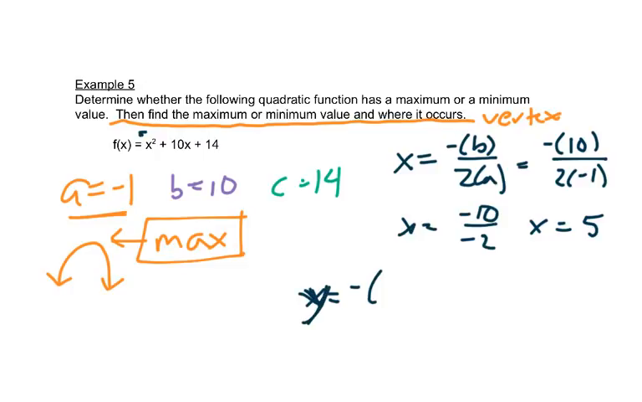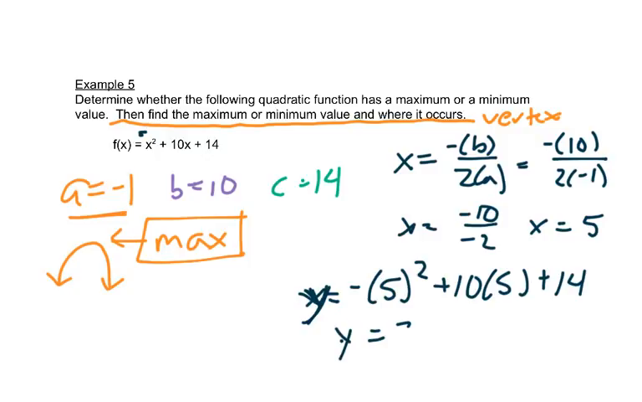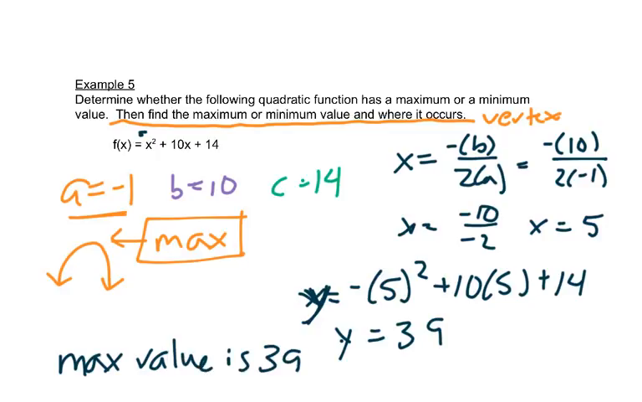So we have -5 squared plus 10 times 5 plus 14. Now again, be really careful about the parentheses. They're just around the 5, not around the negative. And we can type that into our calculator, and that tells us that y is 39. So our max value is 39, where x is 5.